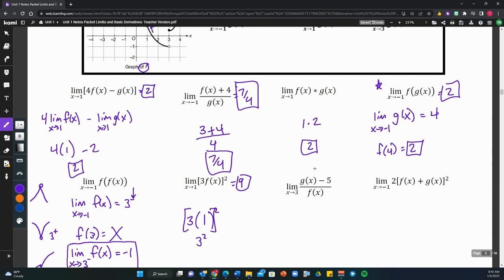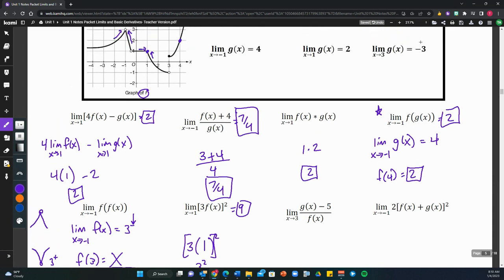All right, next one. Limit as x approaches 3 of g of x. That was one of the values given to us up here. That's -3. So I have -3 minus 5. And then limit as x approaches 3 of g of x. Well, that is an issue. We don't have a limit as x approaches 3. There's no direction given to us. So because there's no direction given to us, there is no way for us to evaluate this bottom limit.